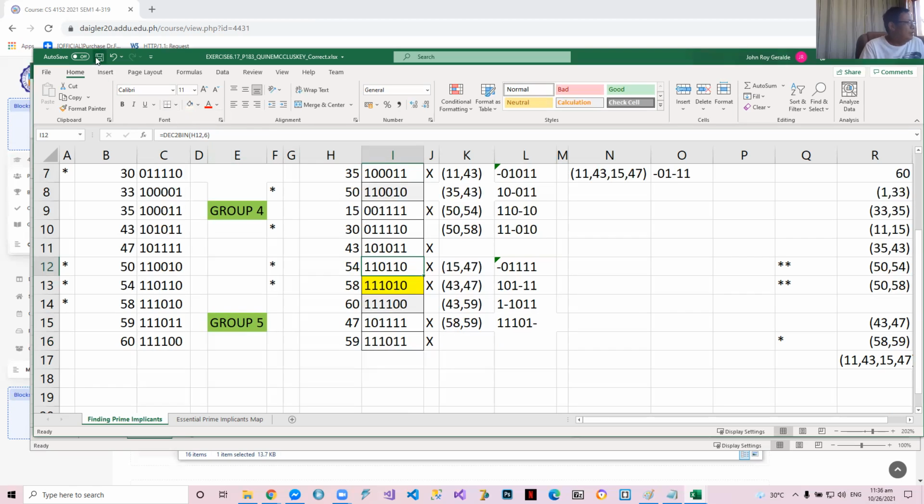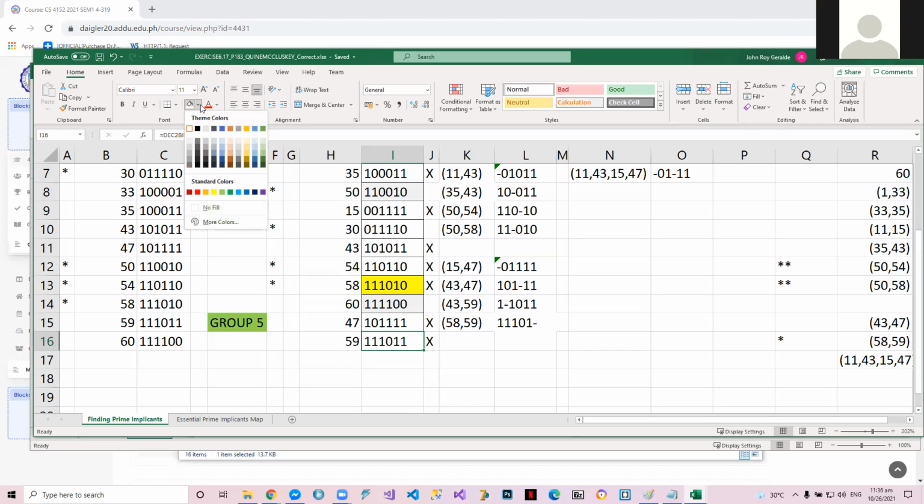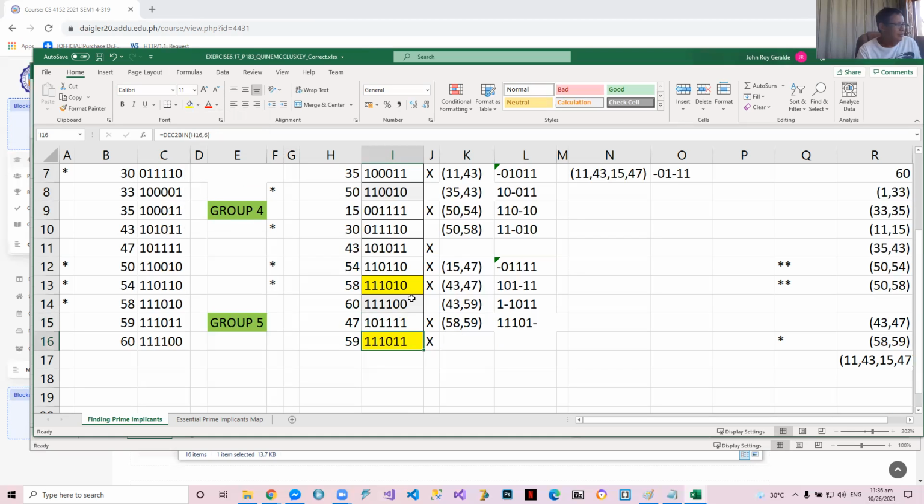Okay. We will compare 58 with 47. Pwede ba? Magkaiba sa second, saka sa last to. Sigurado na hindi pwede. How about this? Pwede. Pwede ba ito? Yes, sir. Yung yellow last. I-yellow natin. So this 58 and 59. So ito na isa, di ba? 58 and 59. So magkaiba sila sa last.